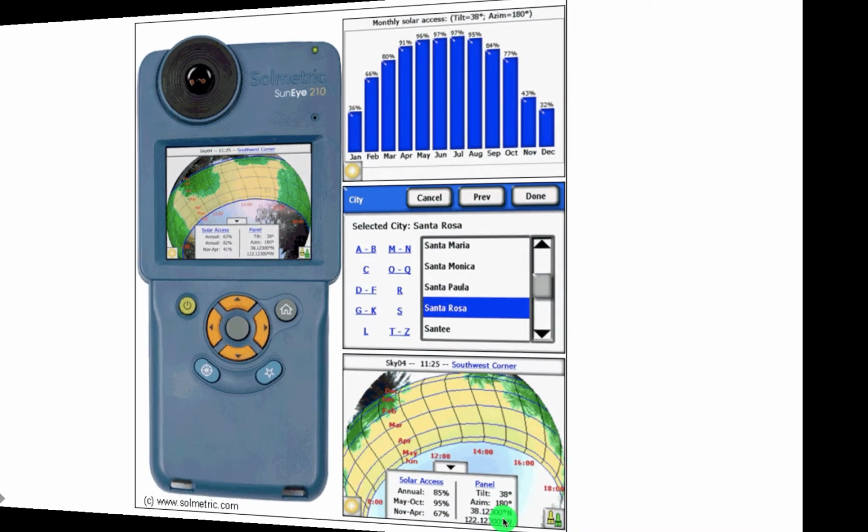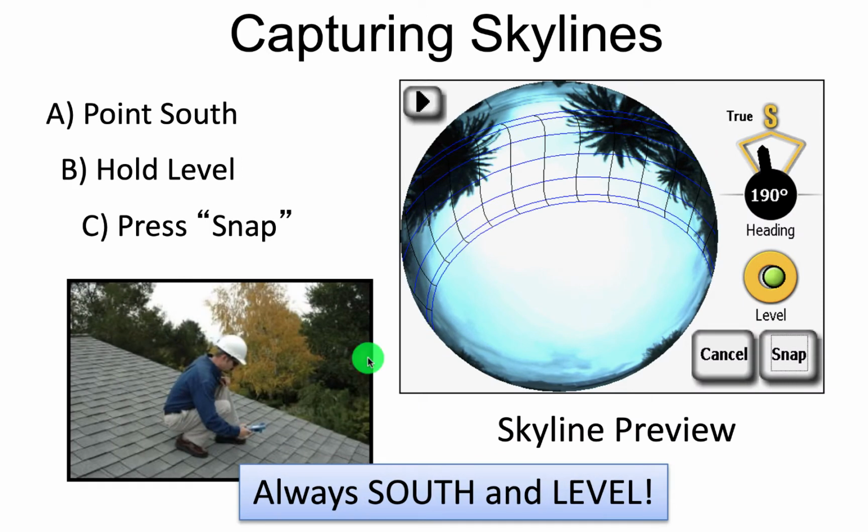Latitude and longitude. So here's a guy up on a roof gathering data for the Solmetric. He wants to be where the solar is going to go, hold it level, and take a picture. So there's the bubble level that you would be watching, and you have to just point it close to south. If you're off by a little bit, the device can correct for you. They actually even have a pole, so if you don't want to climb on the roof, you could stick a pole up and get an idea of what you would do at a certain elevation.